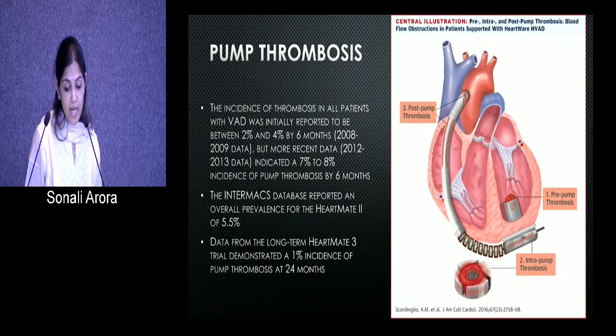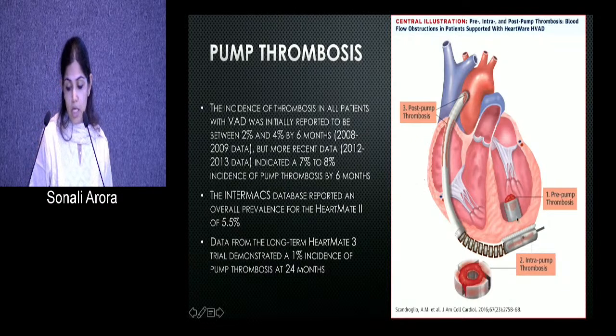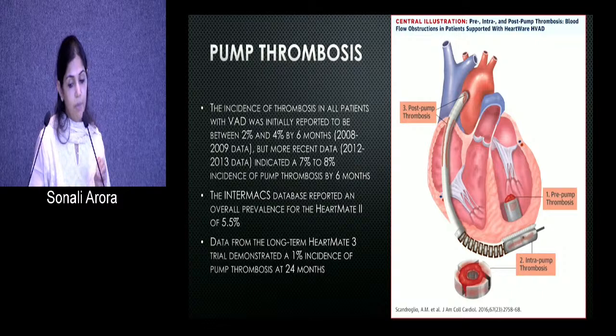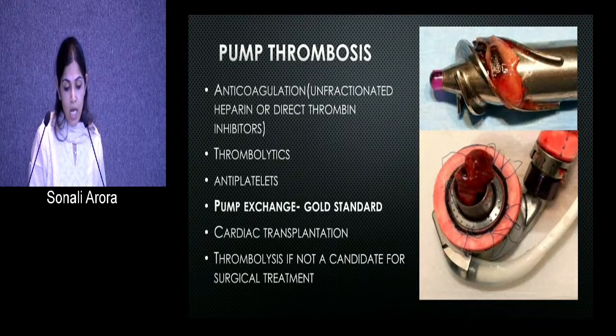So where can you actually get pump thrombosis? You can get it pre-pump, at the inflow cannula. You can get it intra-pump, which is actually in the pump of the LVAD, and you can get it post-pump, which is in your outflow graft. So these are the three places where you can get thrombosis most of the time. The parameters on the LVAD will change depending on which type of LVAD you have, and there will be different criteria for diagnosis.